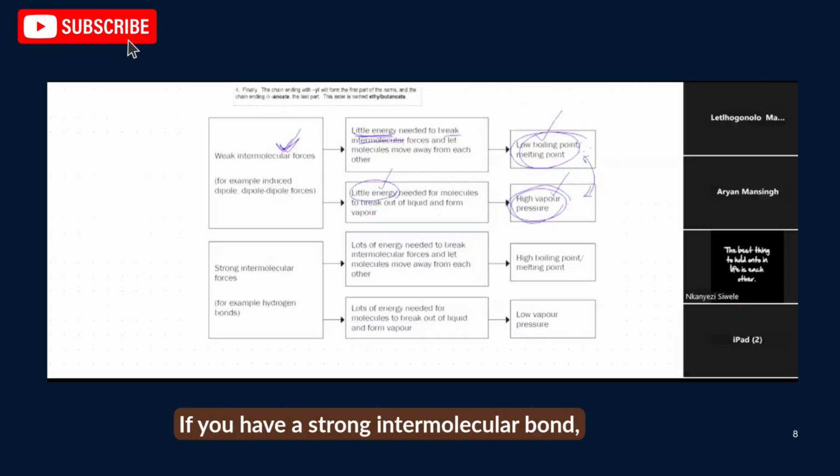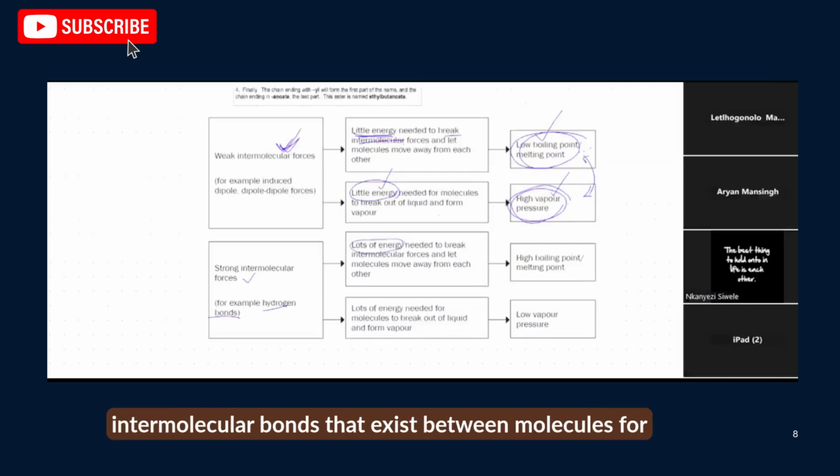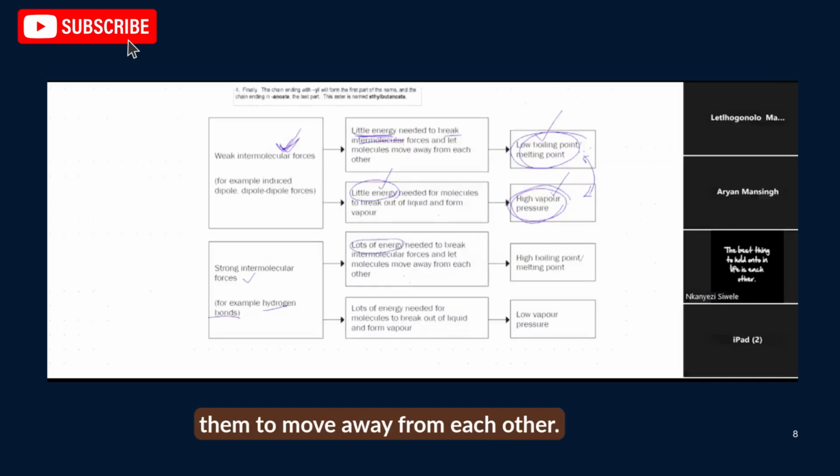If you have a strong intermolecular bond, which will mostly just be hydrogen bond, then you're going to require lots of energy in order for you to break the intermolecular bonds that exist between molecules for them to move away from each other. Therefore, you would have a higher boiling point, and because you're not boiling off that much of the liquid, then you would have a low vapor pressure.